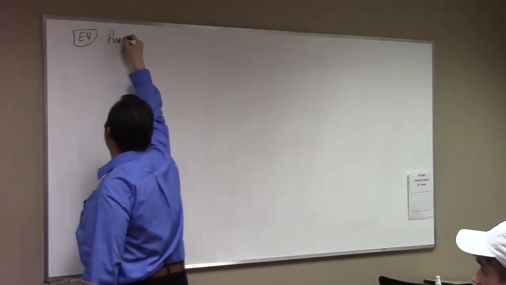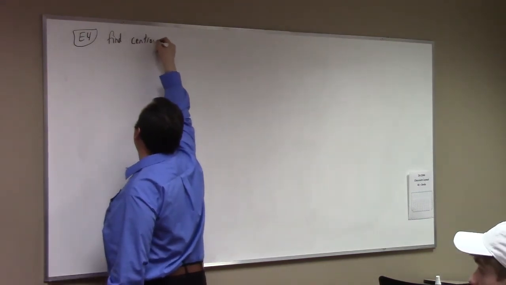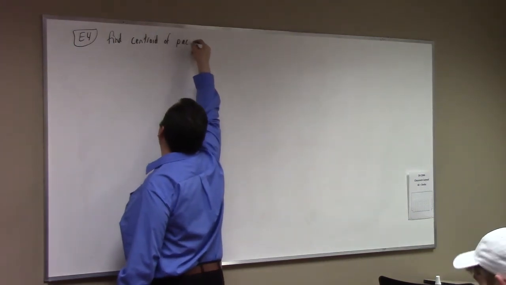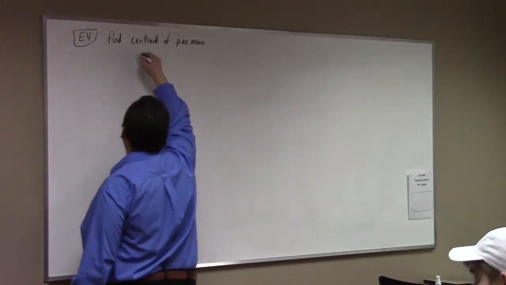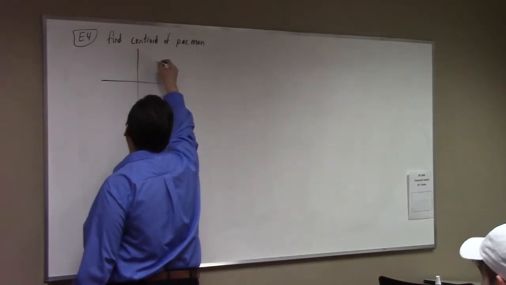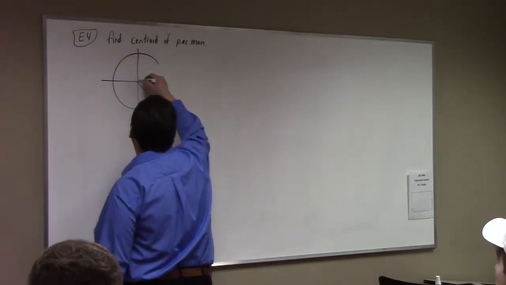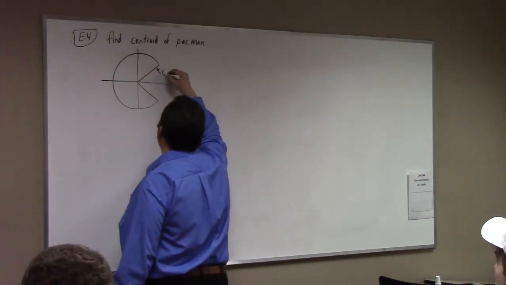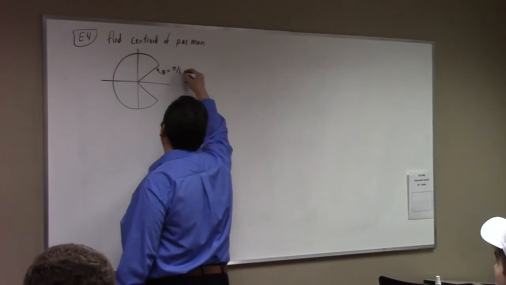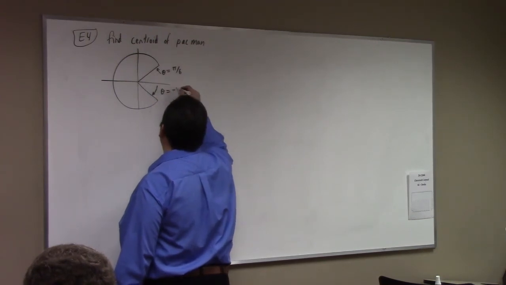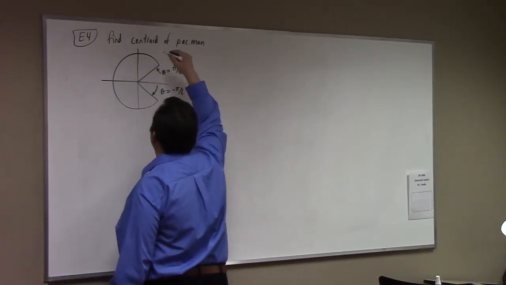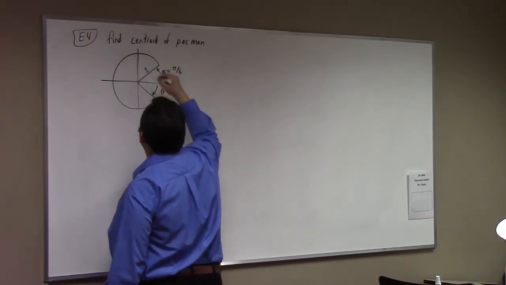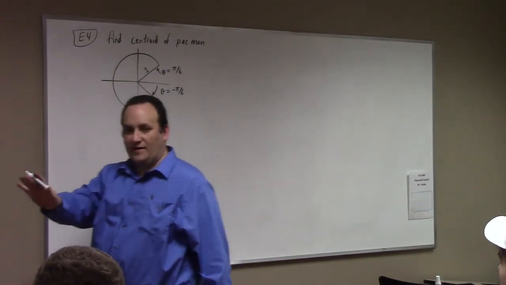Let's find the centroid of Pac-Man. So here's going to be my Pac-Man. There we go. And I feel like this should be theta equals pi over 6, and this will be theta equals minus pi over 6. And will this be a unit Pac-Man? So, distance 1. I won't bother with the eye.